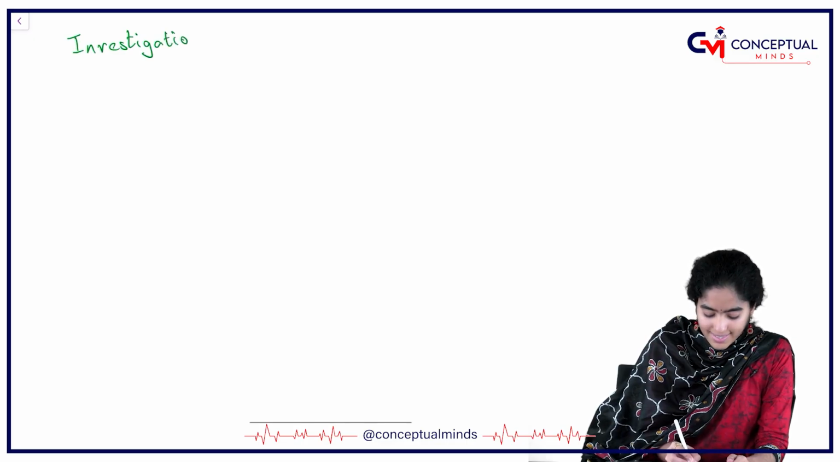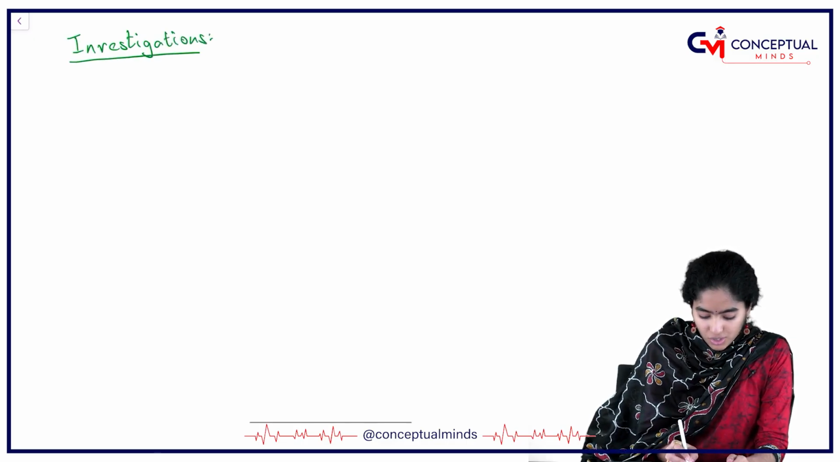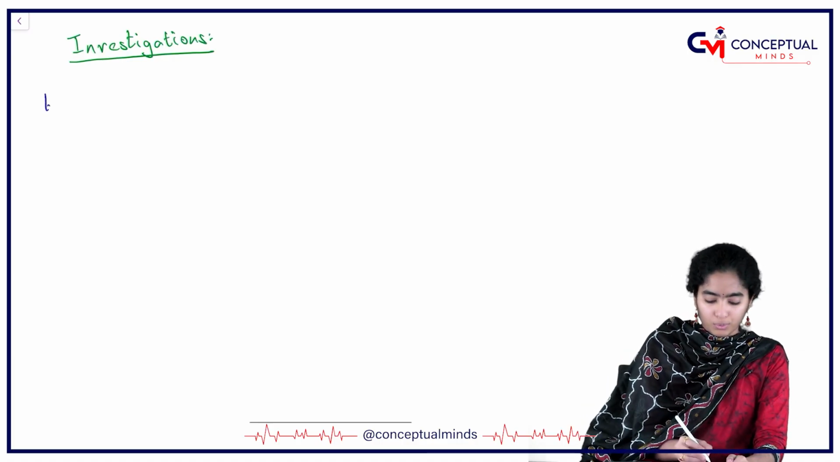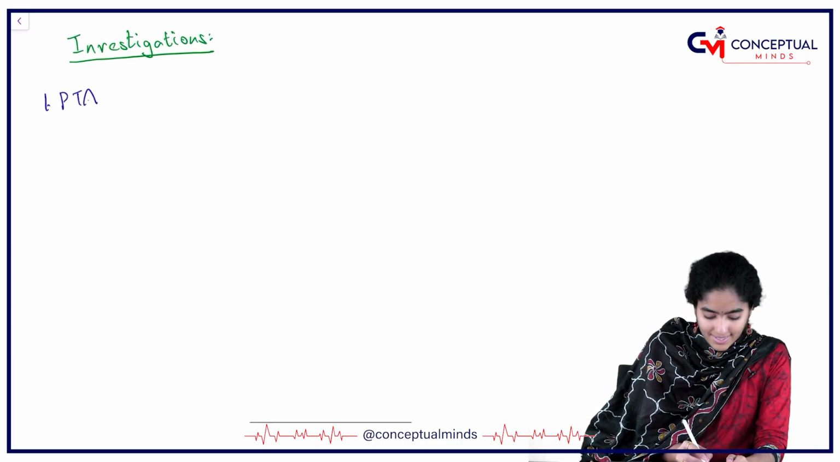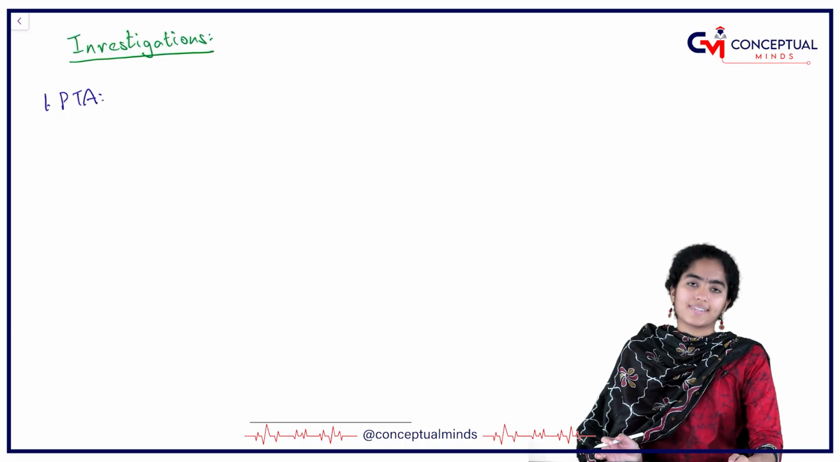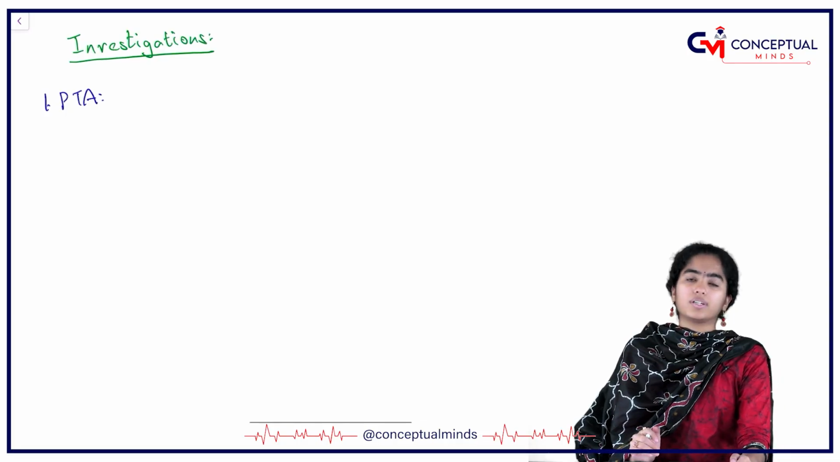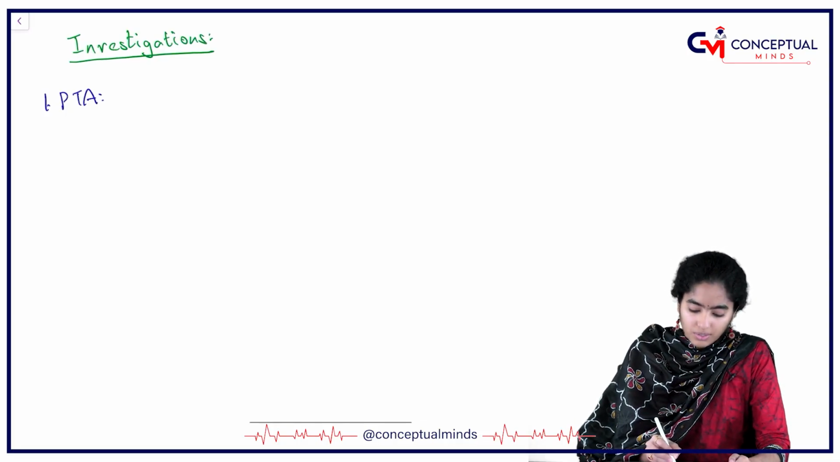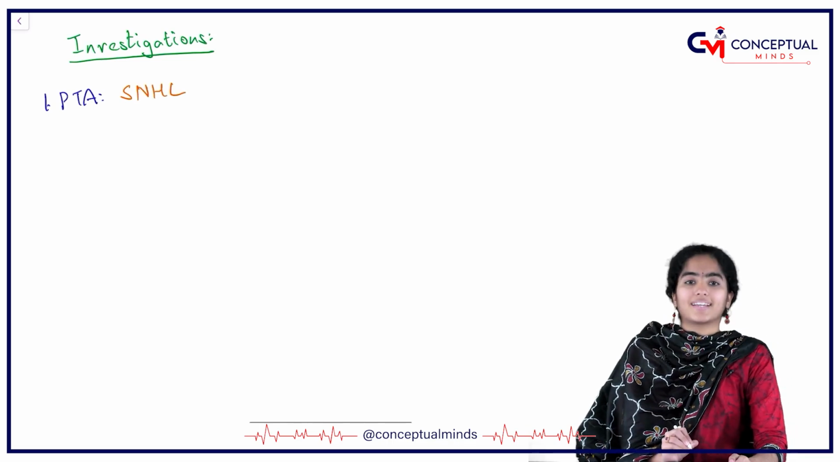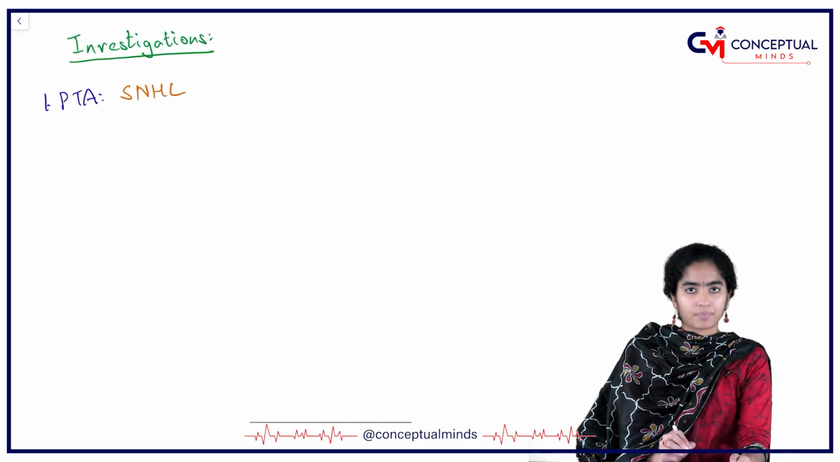After the clinical examination, the investigations that we perform are, first, a pure tone audiometry to assess the hearing loss. As we already know, Meniere's disease produces sensorineural type of hearing loss. So the results of pure tone audiometry would also show the same. There is sensorineural type of hearing loss.